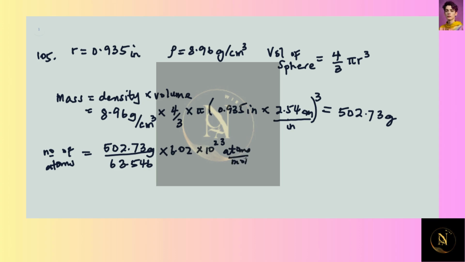atoms per mole. So the units for the molar mass is grams per mole. So we can see that grams cancel, moles cancel. We're going to be left with atoms. And this is going to give us 4.76 times 10 to the power 24 atoms.